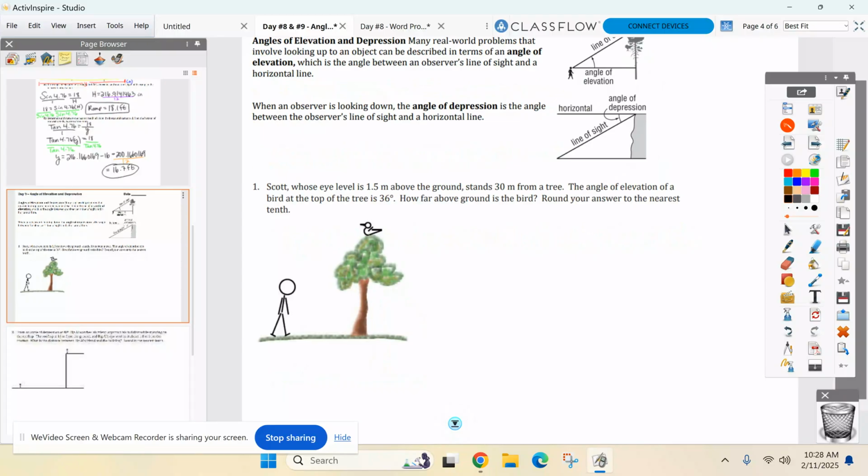All right, so read the first one here. We got Scott's eye level is 1.5 meters above the ground, so let's throw that on the diagram. His eye level, so from his eye to the ground is 1.5 meters. Eye to the ground, 1.5 meters. And above the ground stands 30 meters from the tree. Everyone put a 30 somewhere. He's standing 30 meters from the tree.